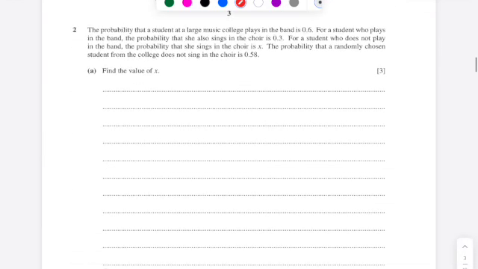Next, question number 2. The probability that a student at a large musical college plays in a band is 0.6. For a student who plays in a band, the probability that she sings in the choir is 0.3. Plays in a band is 0.6 and sings in the choir is 0.3.